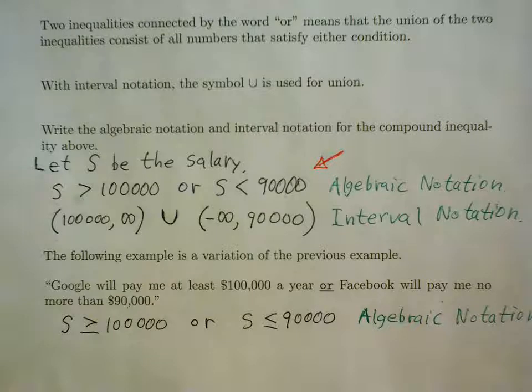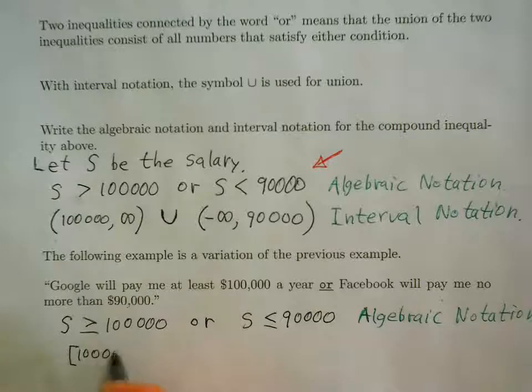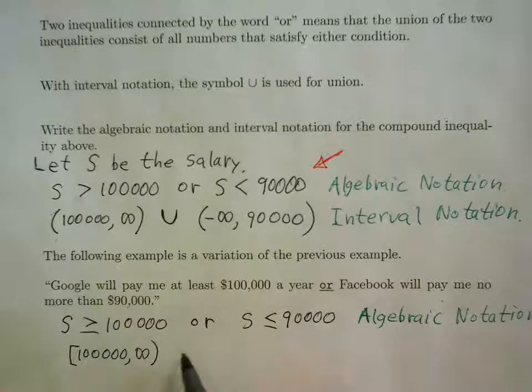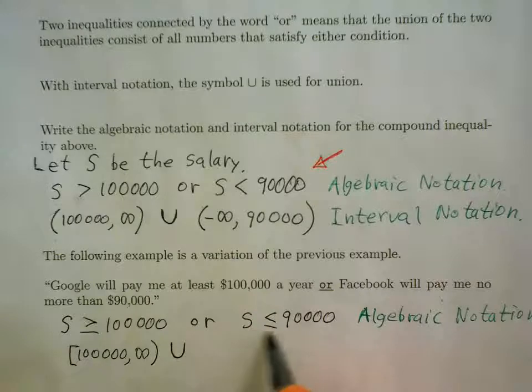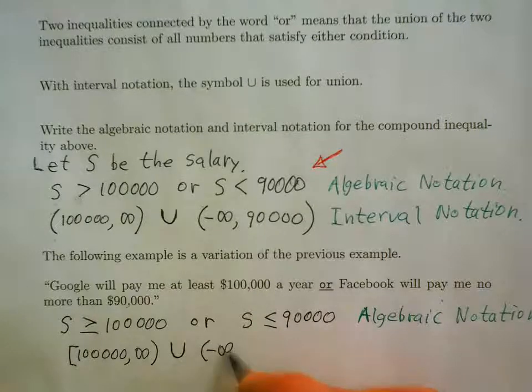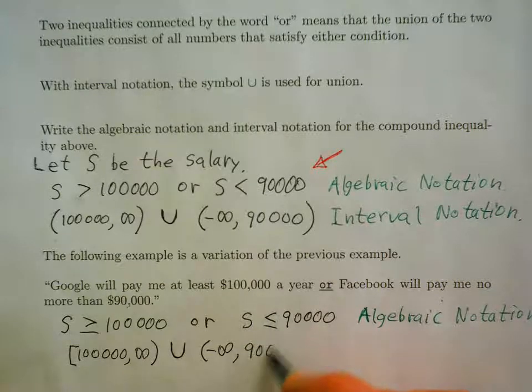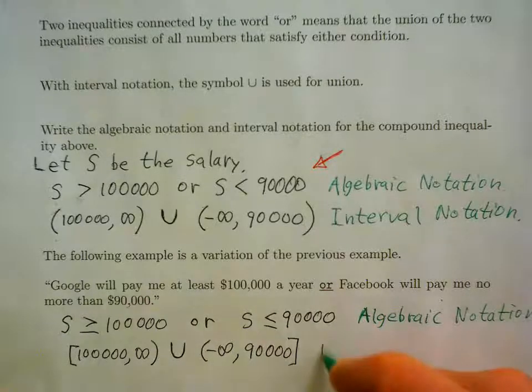And we'll write the interval notation also. If S is greater than or equal to 100,000, then we put a bracket 100,000, comma, infinity, parenthesis, and then the union symbol. And if S is less than or equal to 90,000, then it's parenthesis, negative infinity, comma, 90,000. And then we put a bracket because of the or equal to part. And this is the interval notation.